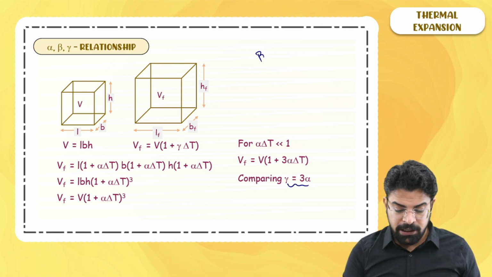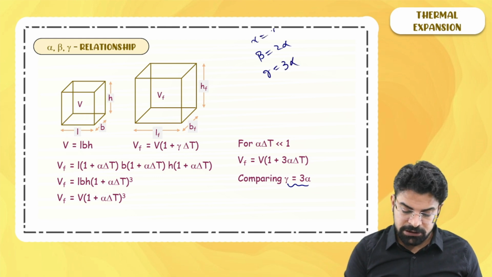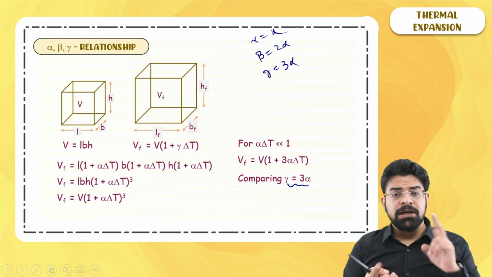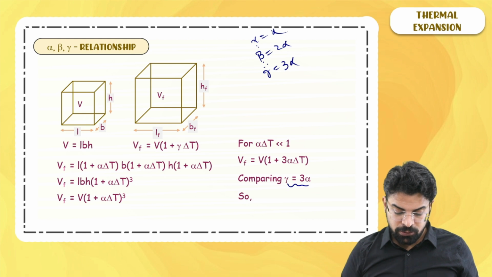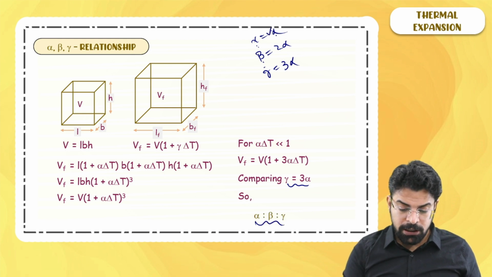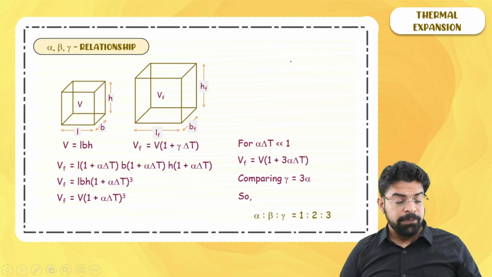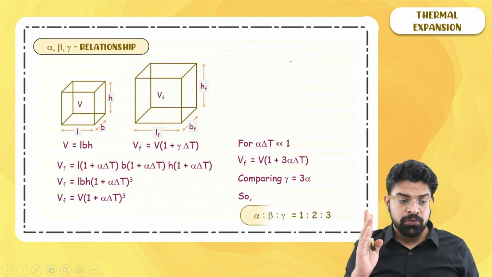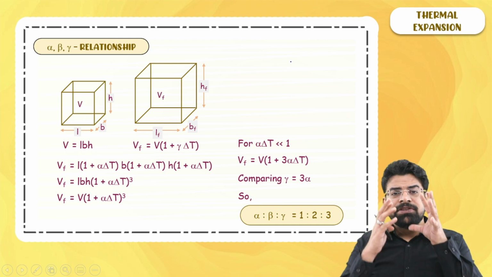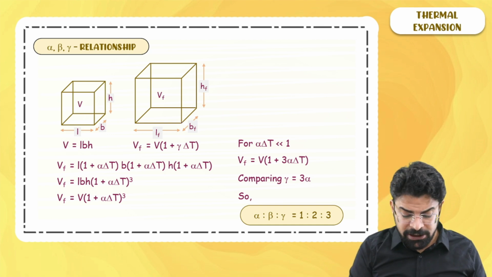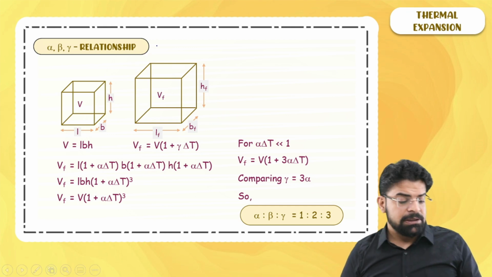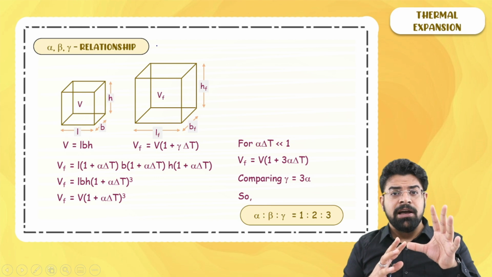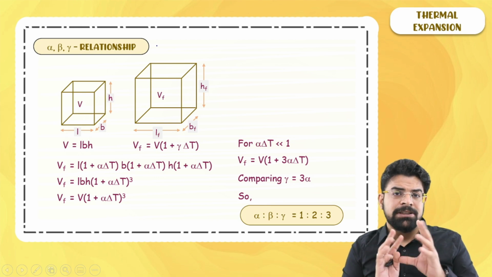Now we know that beta equals 2 alpha, gamma equals 3 alpha, and alpha is alpha. So beta is double of alpha, gamma is triple of alpha. So alpha is to beta is to gamma has to be equal to 1 is to 2 is to 3. So alpha, beta, gamma are in the ratio 1 is to 2 is to 3. We have said this for material which in all 3 dimensions have the same coefficient of linear expansion. Such substances which have the same property in all directions are called isotropic substances.